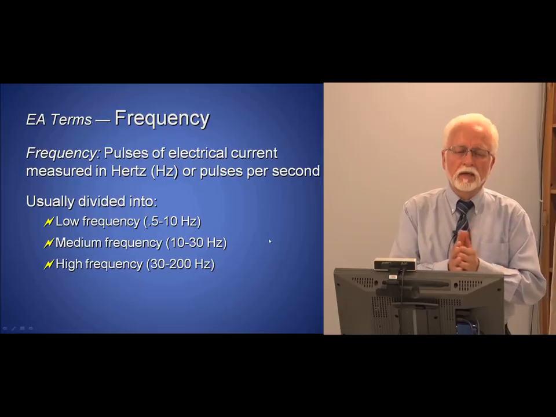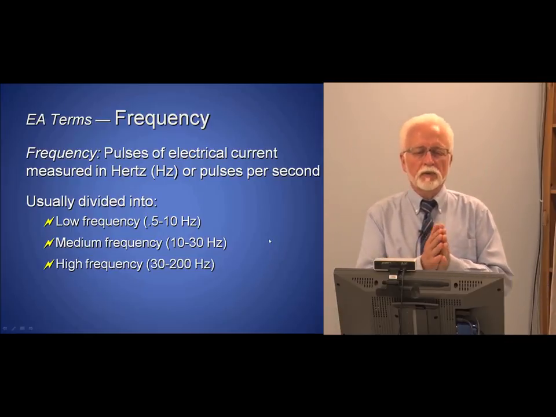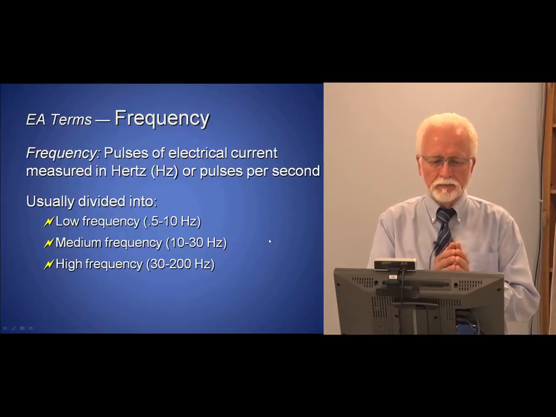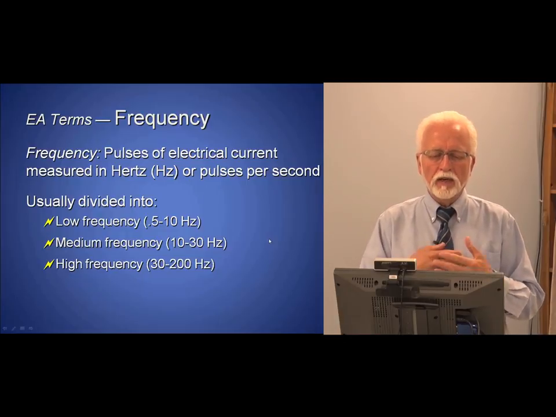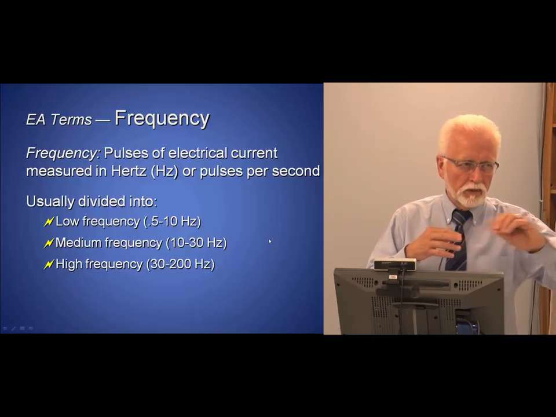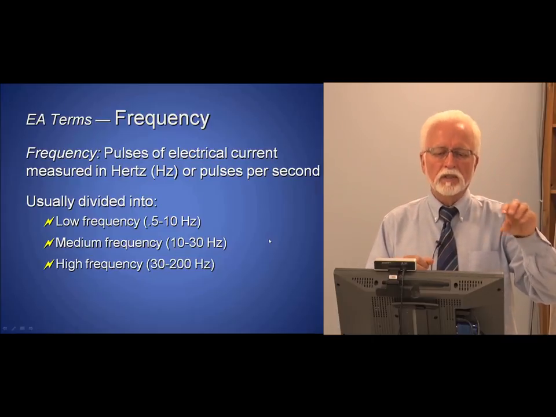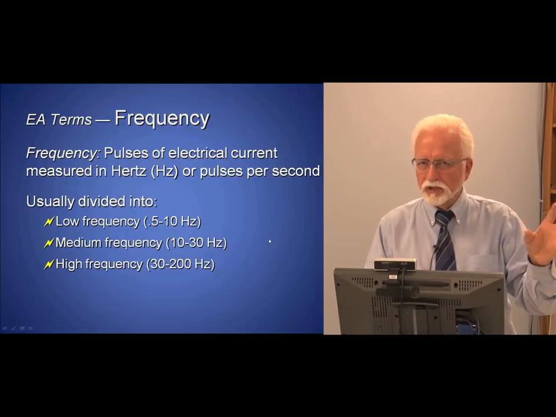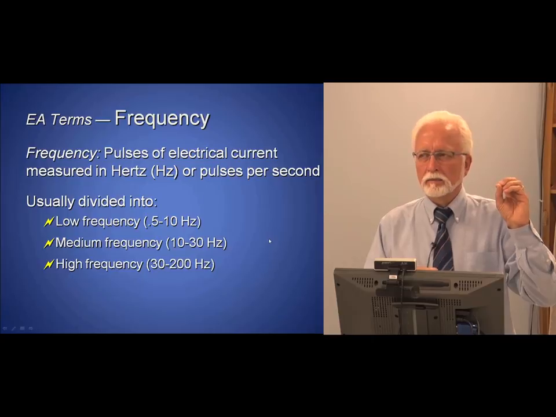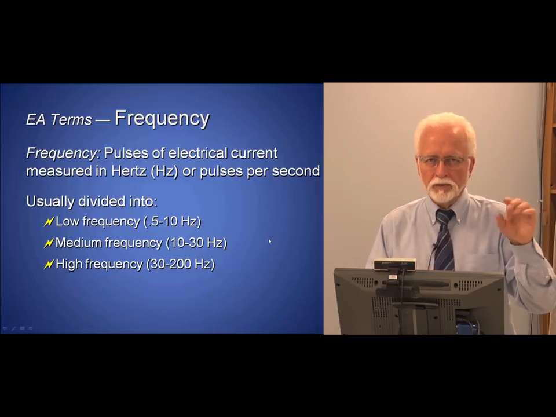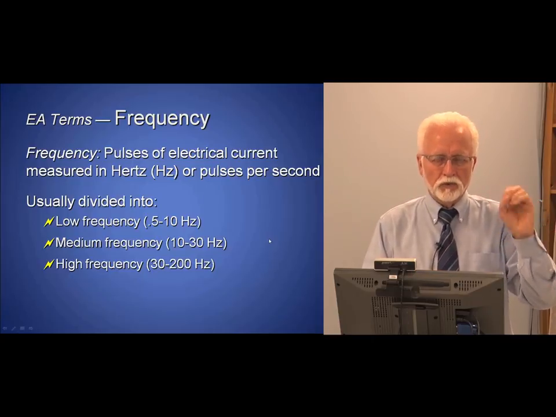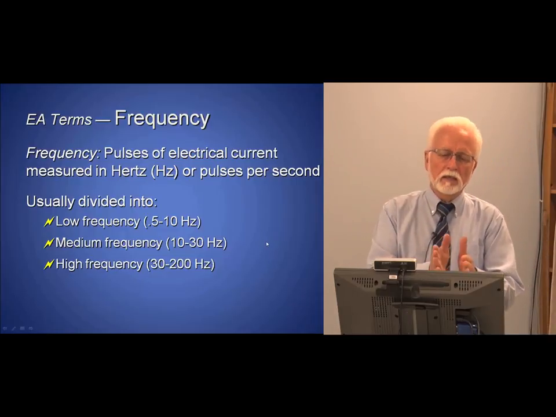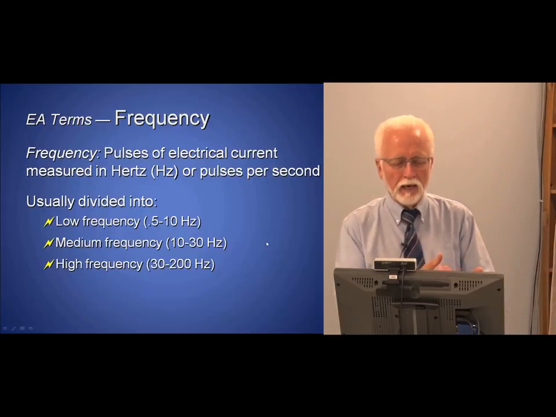Another term is frequency, and frequency is very important in our machines. They all have the ability to adjust frequency. Frequency refers to the pulses of electrical current, so it doesn't just come out continuously. It comes out in pulses. These are measured in hertz, which I think is named after some guy named Hertz, and it means pulses per second. So it's how many times per second the electrons shoot through the current. And this is again usually divided into low frequency and high frequency, or low, medium, and high.